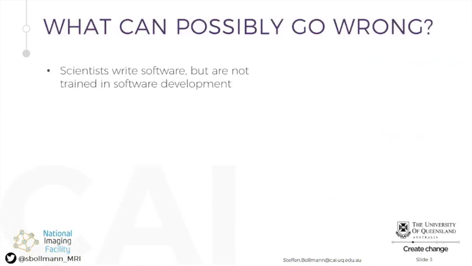So first, you might wonder, well, is neuroimaging really that complex? What's the implication of this complexity? And I want to start with a little bit of motivation. The first problem that I realized is that scientists write software, but we are not trained in software development. So this means there will be bugs. And the problem is that they're quite tricky to find, especially when they deliver plausible results.